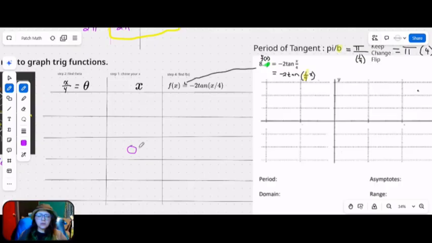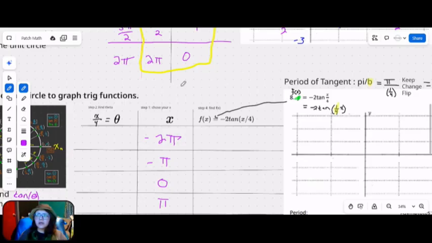Then I know, well, if I need to span negative 2 pi to 2 pi, what falls halfway between negative 2 pi and 0? Well, that is negative pi, pardon me, and halfway between 0 and 2 pi, that's pi. So step 1, we wisely chose our x based on the period.